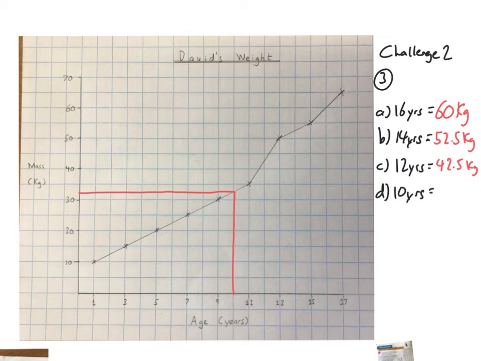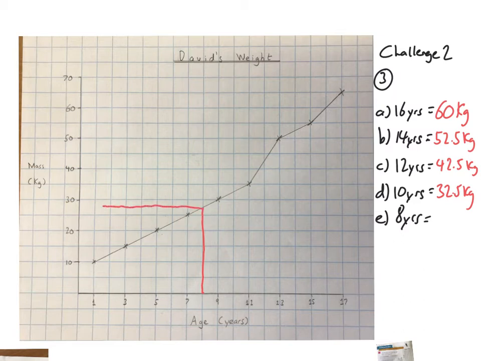So that's in between 30 and 35 kilograms. So again, using my knowledge, half of 5 being 2.5, then I know it's 32.5 kilograms. E is 8 years, so it's going to be between 7 and 9, and I'm reading up and across carefully.